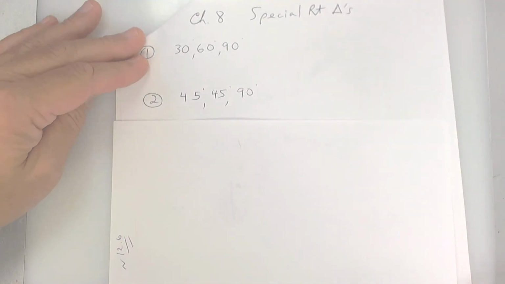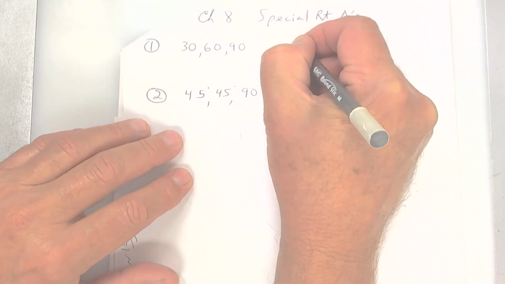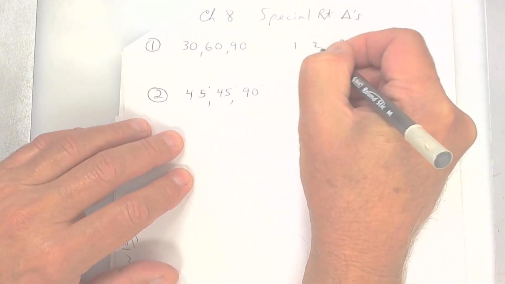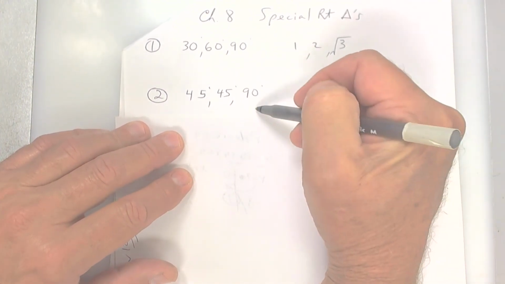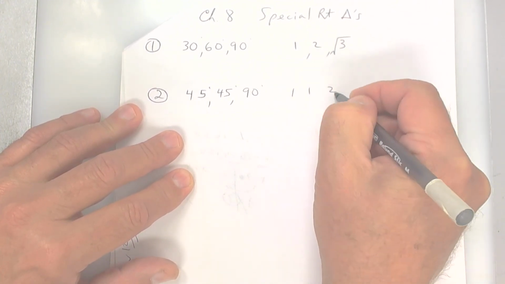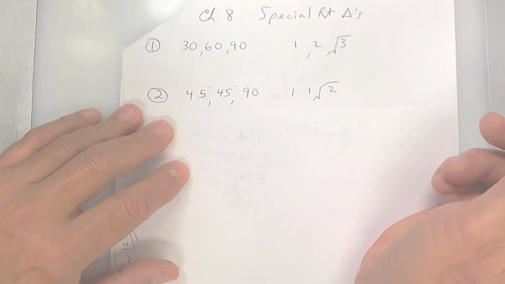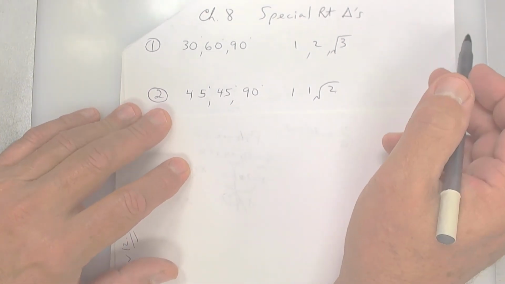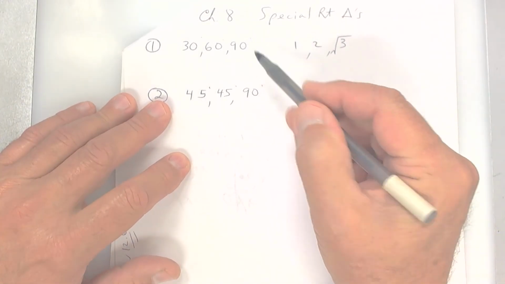Now we're talking about special triangles. Copy this down. What you need to memorize is, for this one, 1, 2, 3, but the 3 is actually a square root. And on this one, you have to remember 1, 1, 2, but the 2 is actually a square root. Copy that down. We're going to use proportions before we get to trigonometry, and these are the two special triangles.